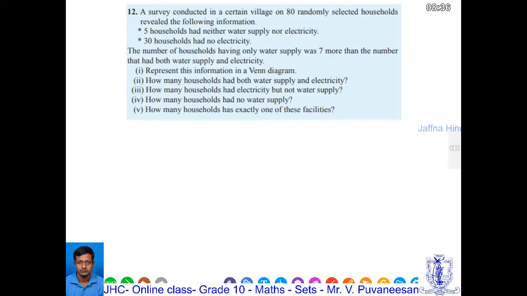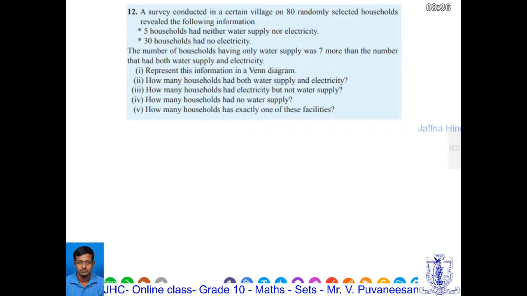Five households have neither water supply nor electricity. Neither means neither of the two. So 5 households have no water and no electricity. 30 households had no electricity.